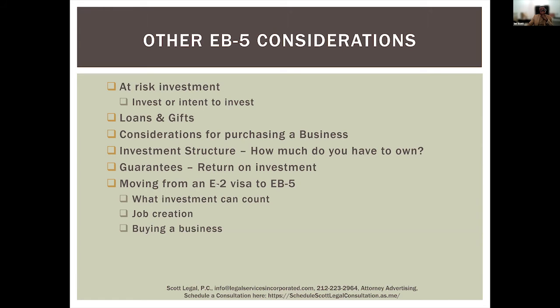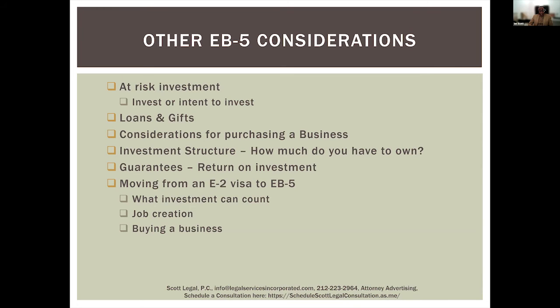We talked about the investment structure. There's no requirement for you to own a particular amount when you're doing EB-5. You can own 1%. It can be a limited partnership unit, etc. In terms of structuring the transaction, let's say that you invested money and you took 5% of a company. You can't have an agreement that says your investment is going to get X number of dollars of return every year.